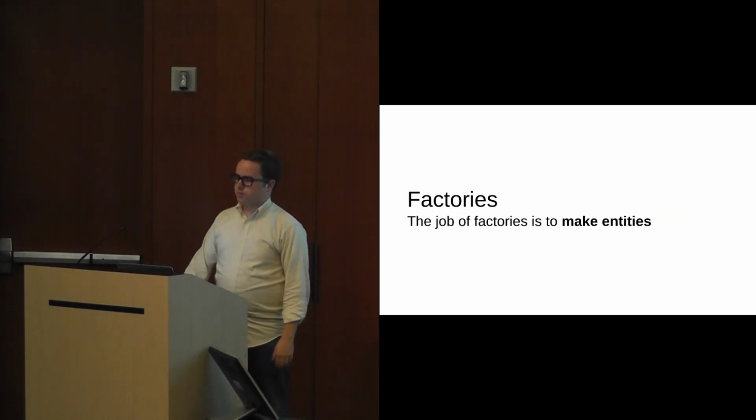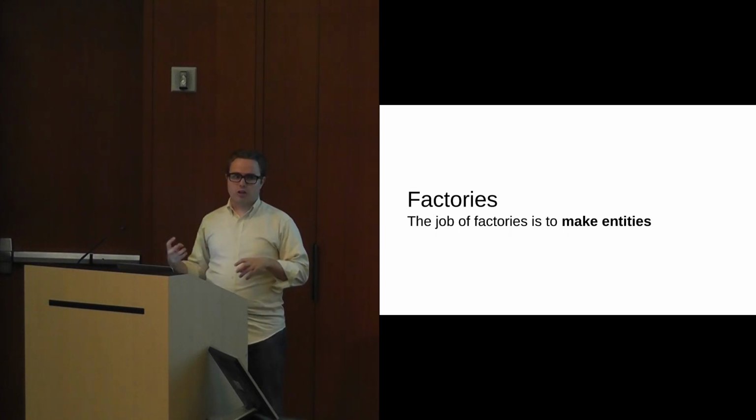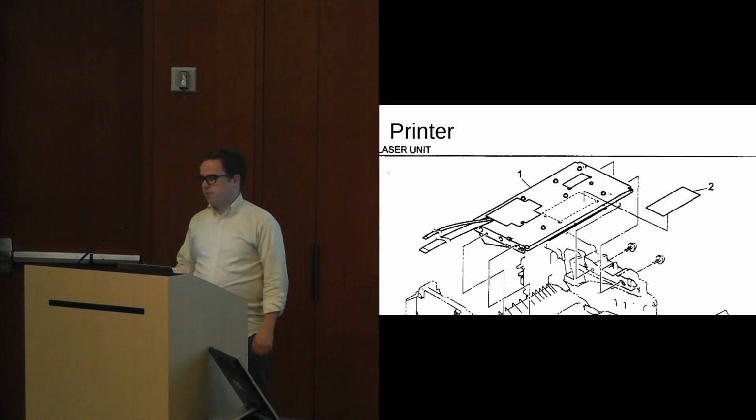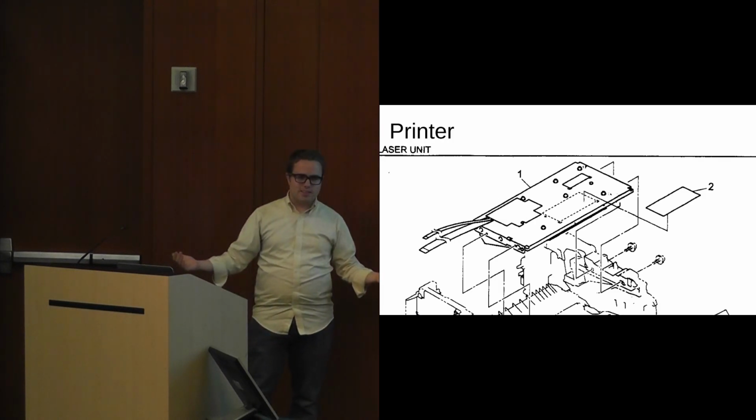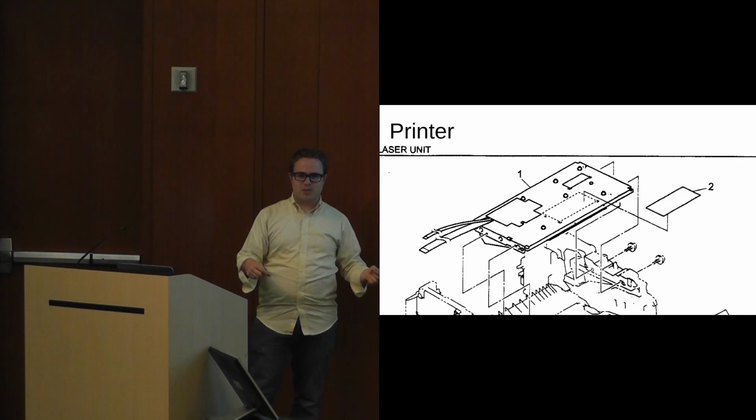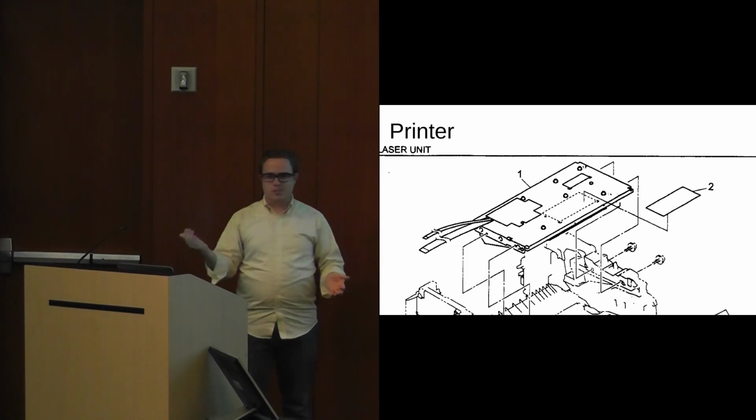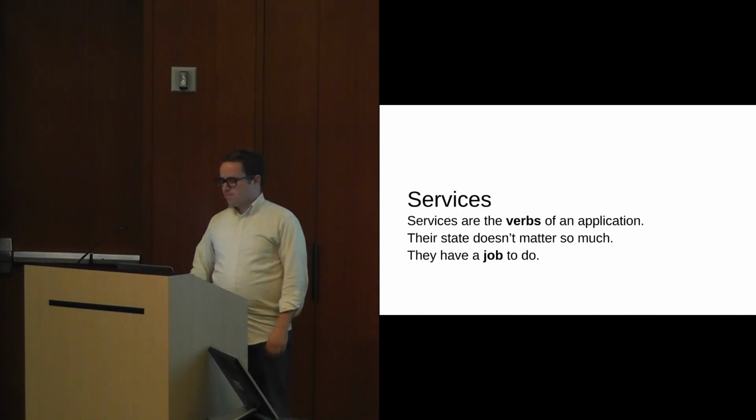A factory simply abstracts construction logic away from the entity. So if you have to do something complicated to construct something, make a separate object for it. A good example would be a printer. The job of a printer is not to put screws into the printer and to load itself up with cartridges and put all these components together. It's just to put ink on paper.